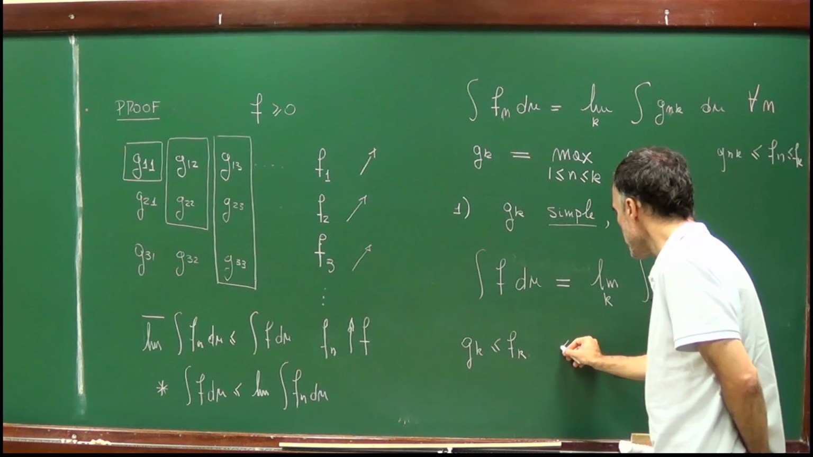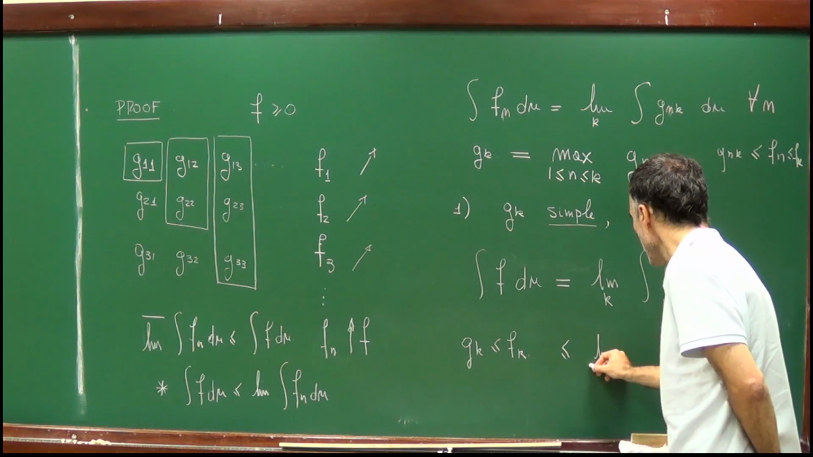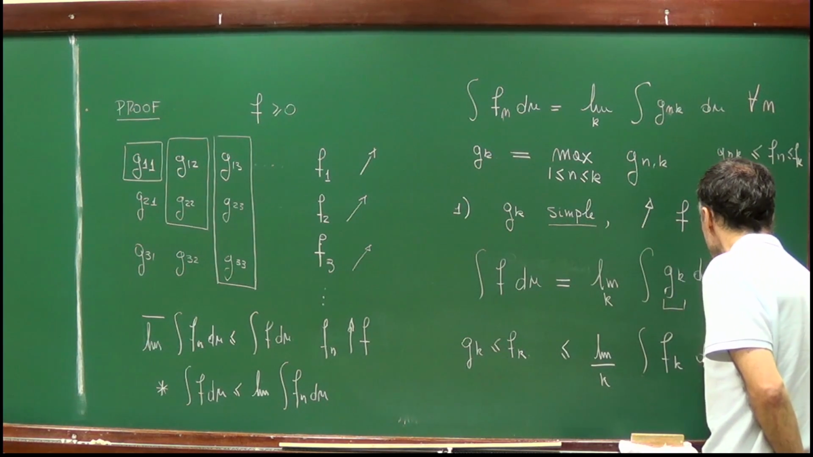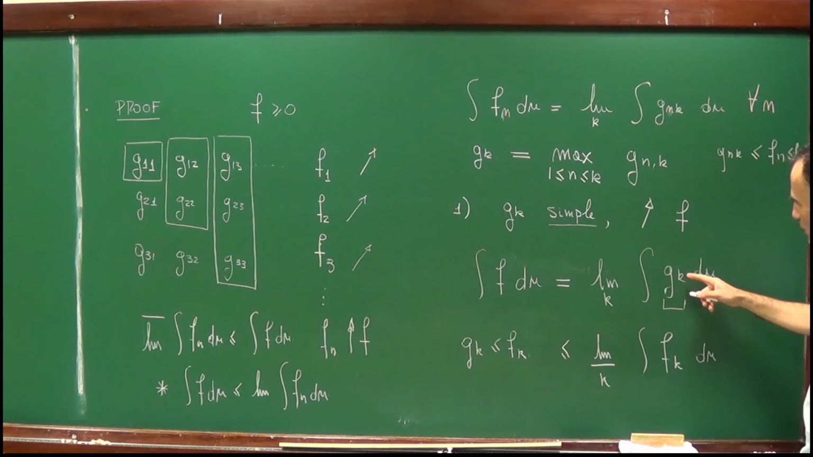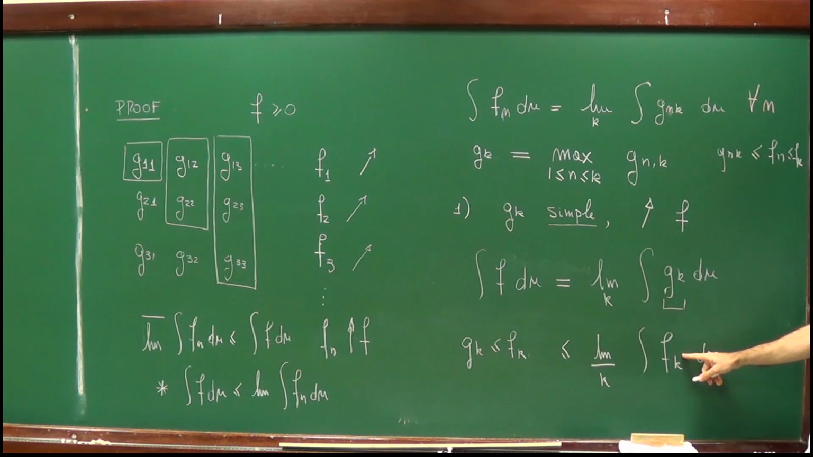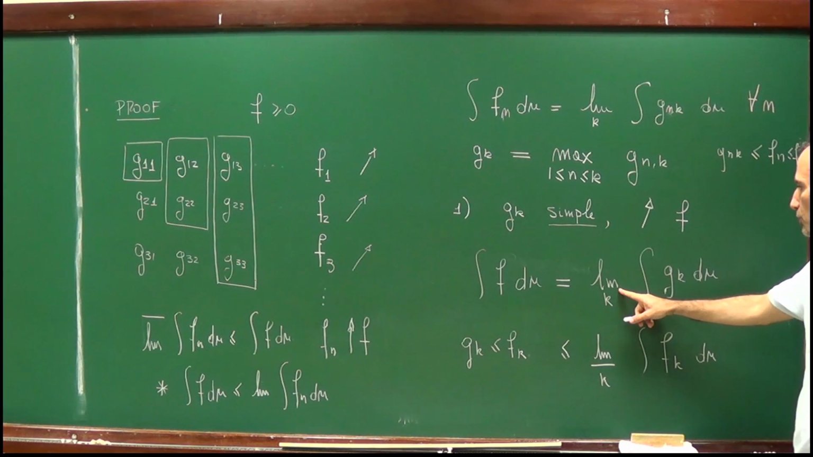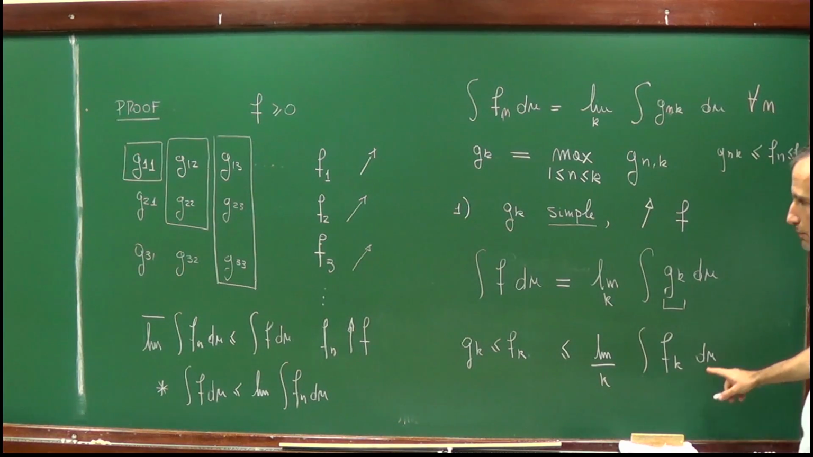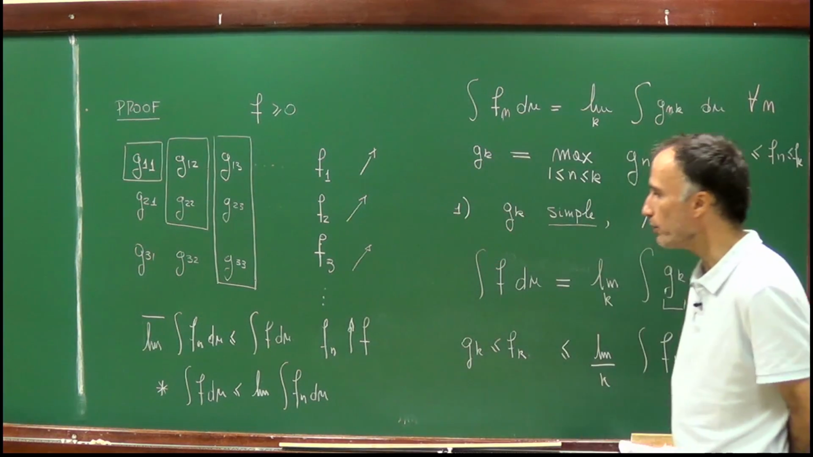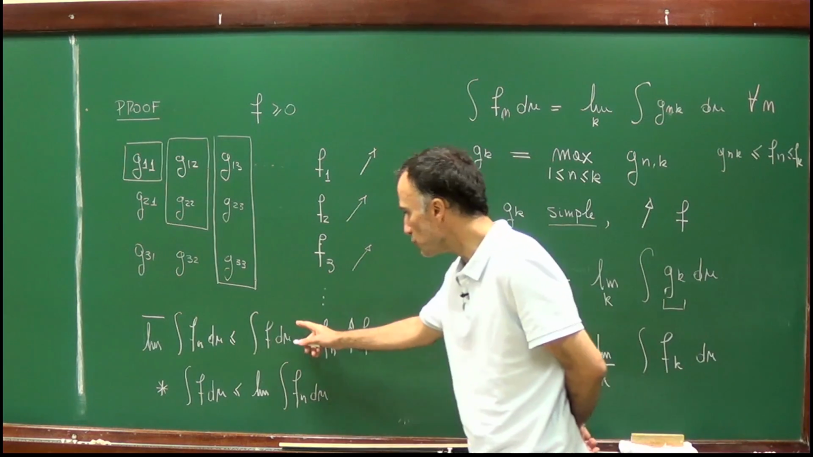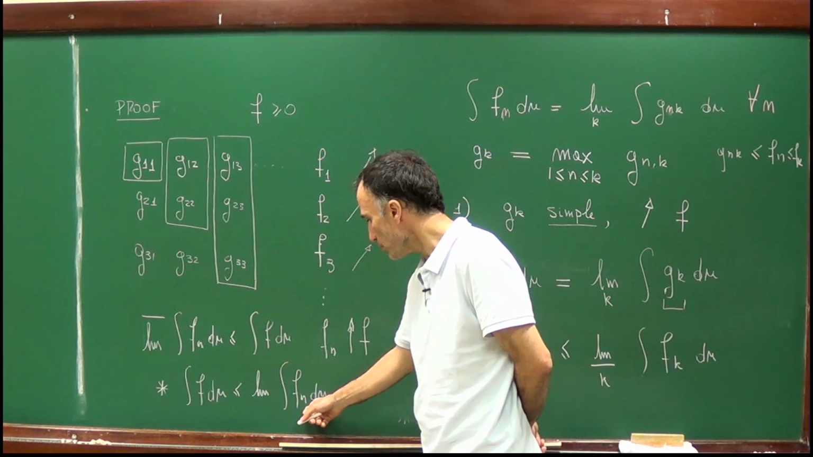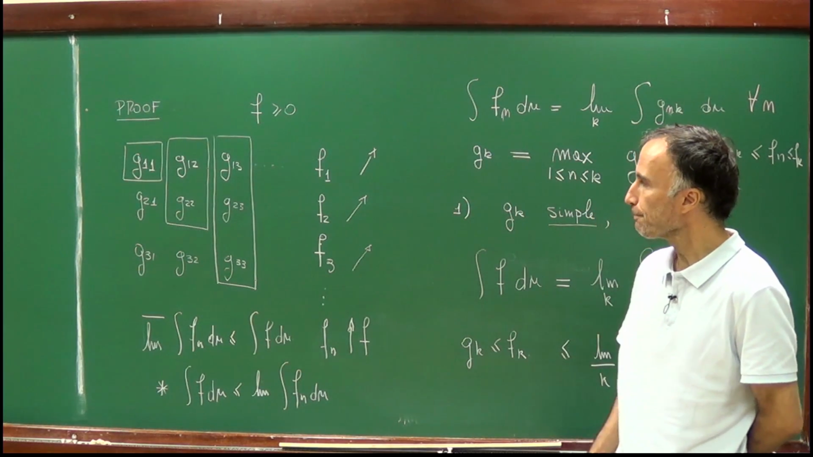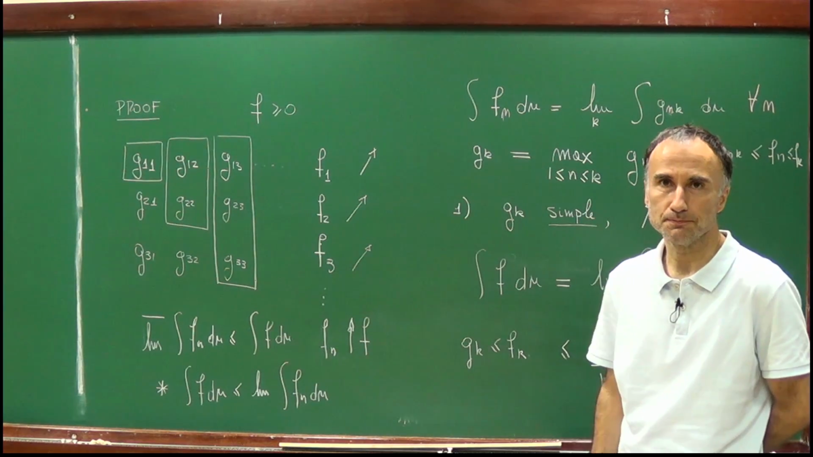this limit is certainly smaller or equal than the limit inf in k of the integral of f_k d mu. Right, again, by monotonicity, we have that the integral of g_k is smaller than the integral of f_k. Therefore, the limit of this integral is smaller than the limit inf of this integral, and this is exactly what we wanted to prove. So it follows from these two inequalities that, in fact, the integral of f_n is converging to the integral of f, and this proves the monotone convergence theorem.